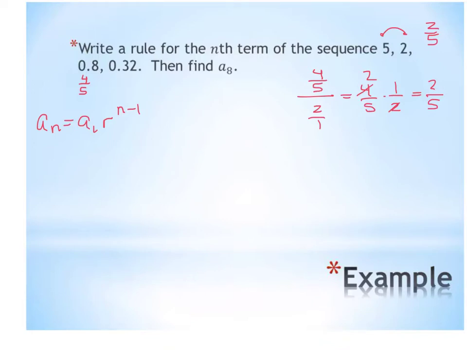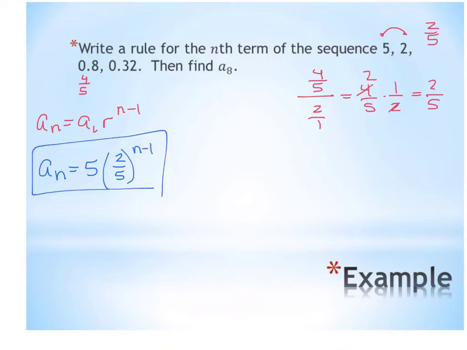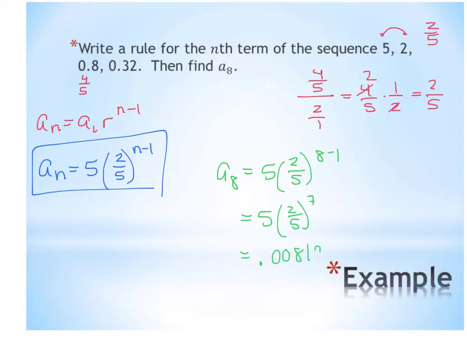So our rule then, a sub n equals a sub 1, which is 5, times r, 2/5, to the n minus 1, and you leave it exactly in that form because this is going to work for any n value. Specifically then, we want to find the 8th term. So a sub 8 equals 5 times 2/5 to the 8 minus 1, which is 7. Remember, in your exponent rules, you're going to have to take 2/5 to the 7th power first and then multiply by 5, and you should get 0.008192.